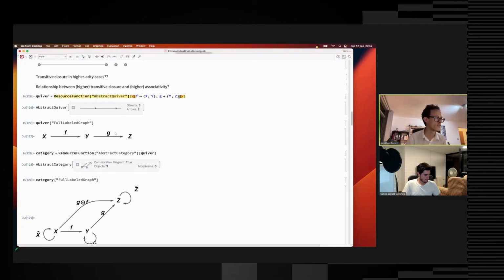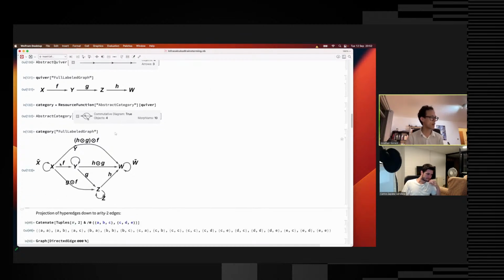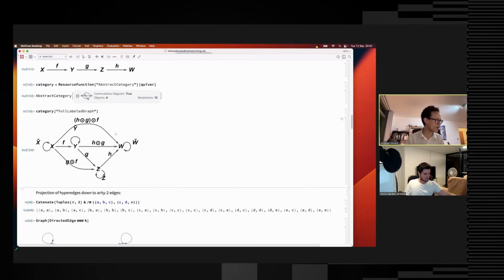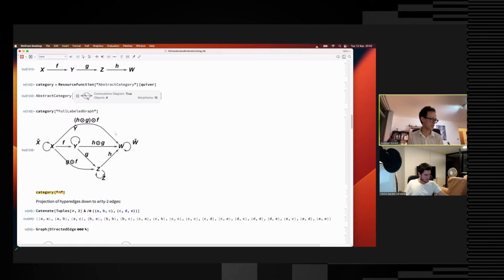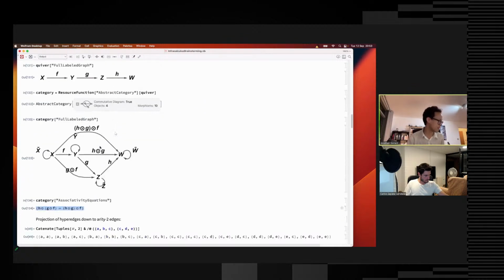But now, if I introduce a third edge here, W, my transitive closure looks like this. When I transitively close this, there are two different ways to get from X to W. We're only showing one of them, but internally, through the associativity equations, we can see there's an H compose G compose F and another H compose G compose F. The statement that those are the same, and that therefore this is a graph and not a multigraph, is the statement that associativity holds.